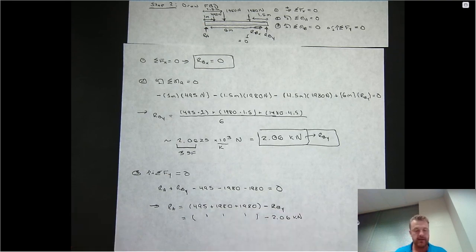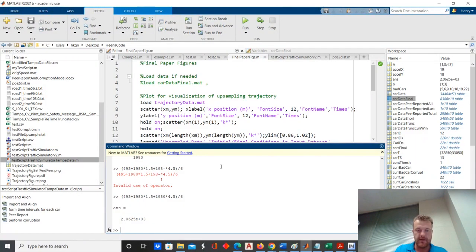So let's see what that turns out to be. I'm just going to say 1980 times 2, since there are two of those factors, plus 495. And then I will subtract away my answer, which is stored as a variable in my workspace as ANS. And that will actually turn out to be, to 3 sig figs again, 2.39 kilonewtons.